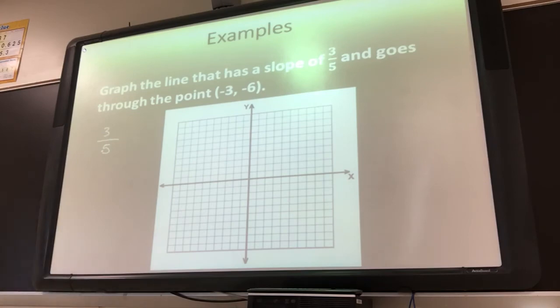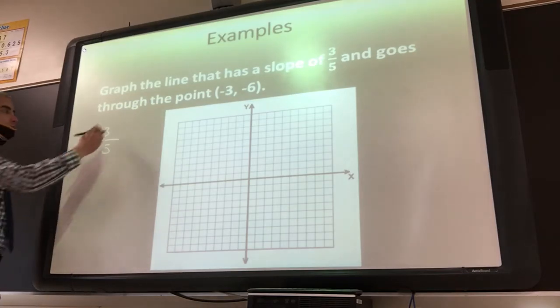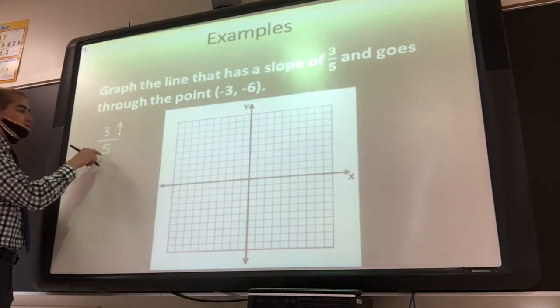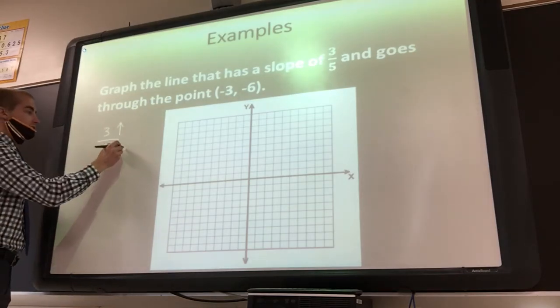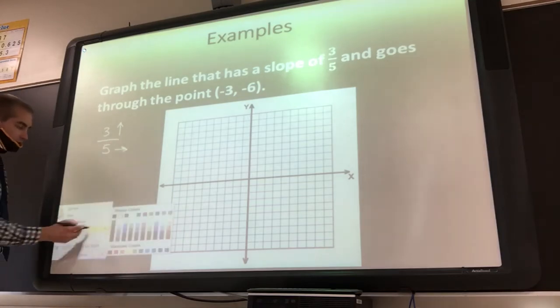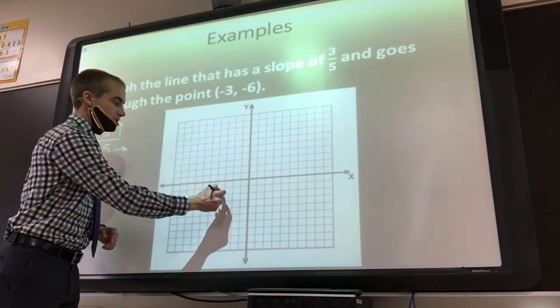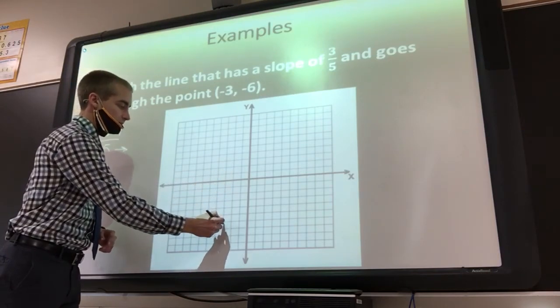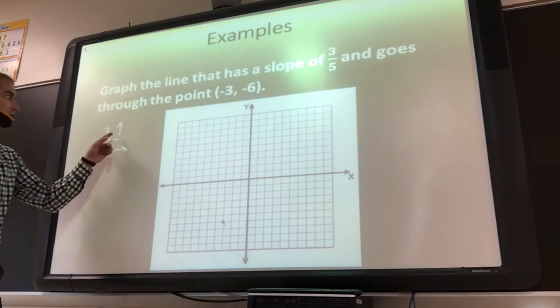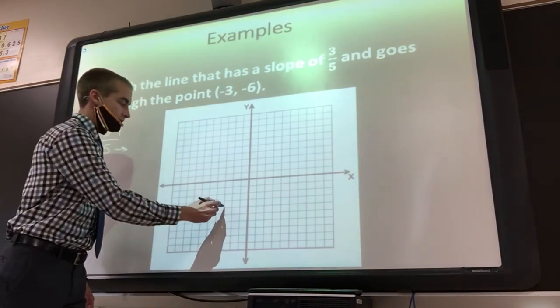Okay, a slope of 3 over 5. What direction 3 would we go? Up 3, and 5 would be right 5. Okay, so plot our point. Negative 3, negative 6. You're going to go left 3 and down 6. And then from there, we're going to go up 3 and right 5.